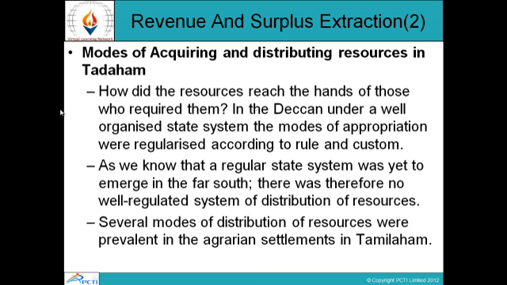Modes of acquiring and distributing resources in Tamilham. How did the resources reach the hands of those who required them? In the Deccan, under a well-organized state system, the modes of appropriation were regularized according to rule and custom. As we know, a regular state system was yet to emerge in the far south, and there was therefore no well-regulated system of distribution of resources also. As there was no well-regulated system of rule and custom, there was no well-regulated system of distribution of resources. Several modes of distribution of resources were prevalent in the agrarian settlements in Tamilham.